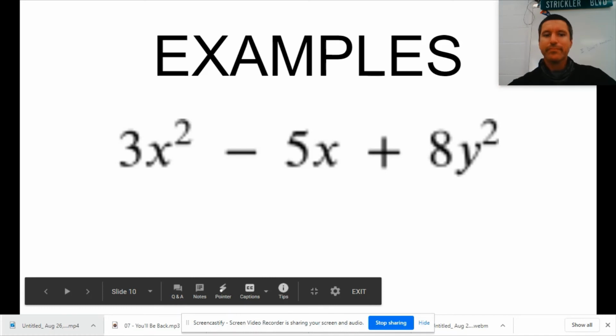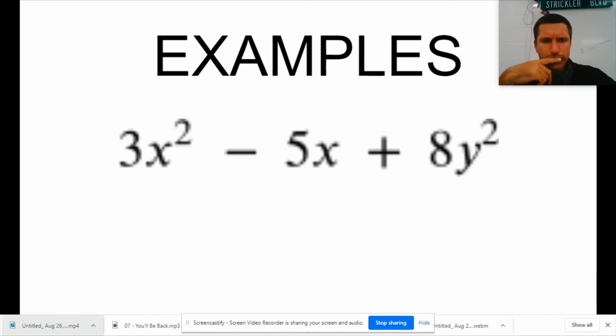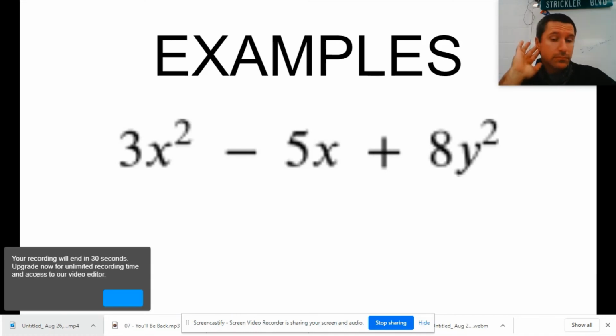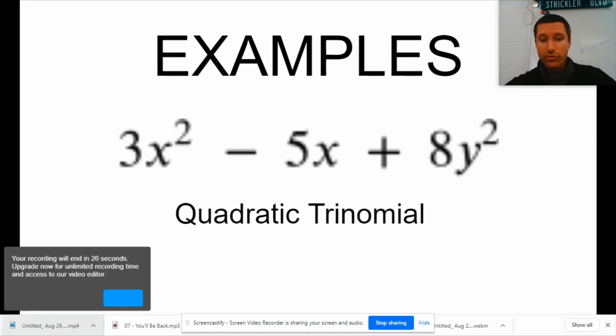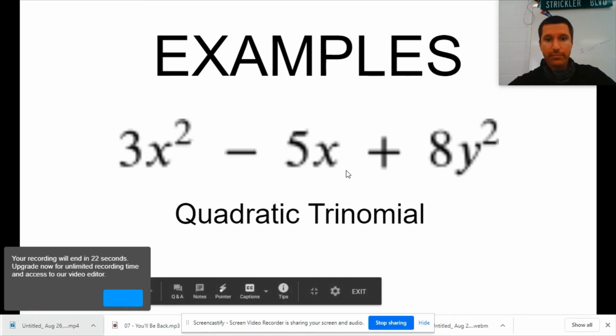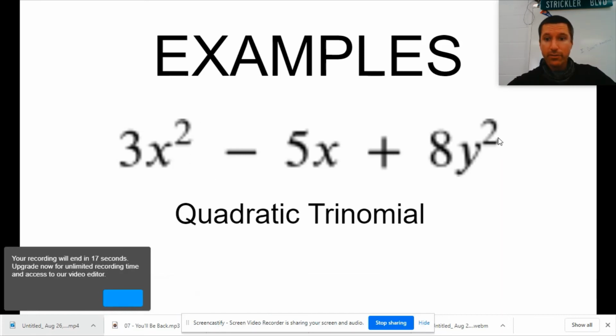Okay, next one. I wonder if you got this one. It is a quadratic trinomial. There are 3 terms, 1, 2, 3, separated by the addition and subtraction signs. And then it's a degree 2, but you don't add those together because they are separate terms. So overall, the highest ranking exponent is still a 2.